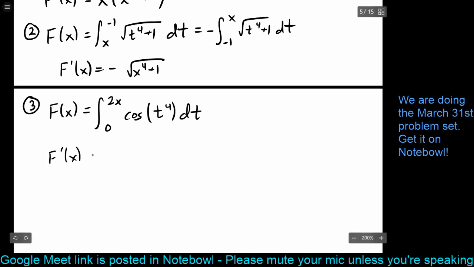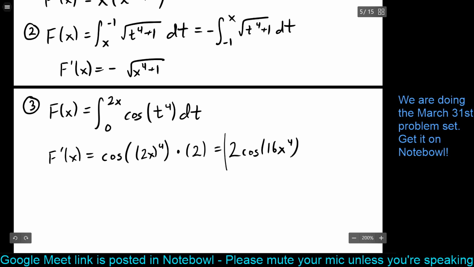So when I do the derivative, I think of this whole integral as the outside function, and this upper bound as the inside function. And then all I have to do is plug this in as I normally would. Cosine of 2x to the 4th, and then times the derivative of this, 2. Okay, so 2 cosine of 16x to the 4th, if you wanted to expand that out. So that's it.